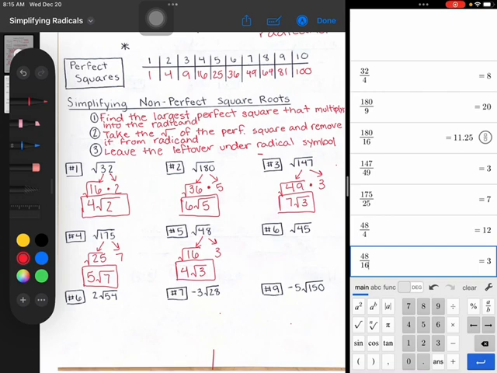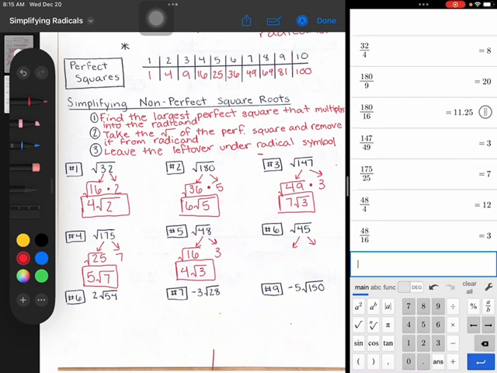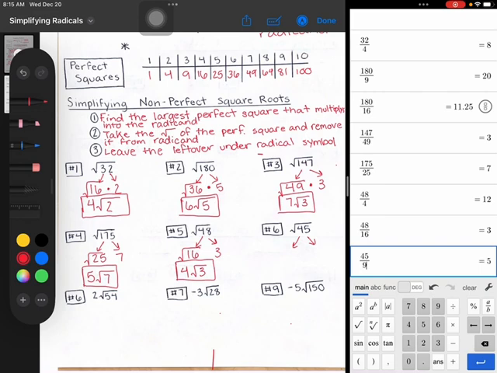Okay, so now I look at 45. I know that 45 is divisible by 9. So 45 divided by 9 is 5. So 9 and 5. The square root of 9 is 3, and then a radicand of 5 as my leftover.